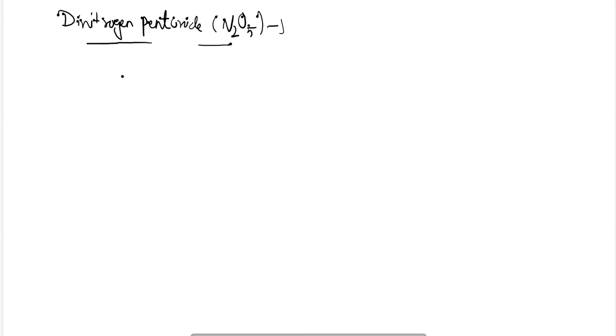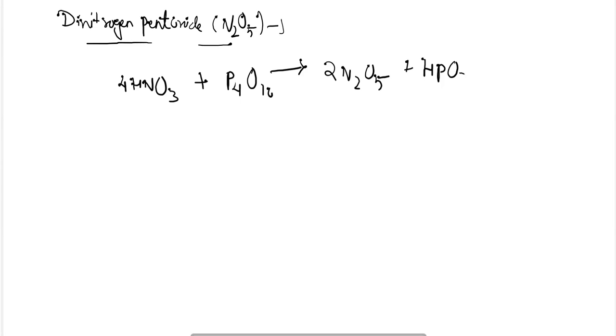Next is dinitrogen pentoxide, N2O5. Dinitrogen pentoxide is prepared when nitric acid is treated with diphosphorus pentoxide, forming dinitrogen pentoxide plus metaphosphoric acid.